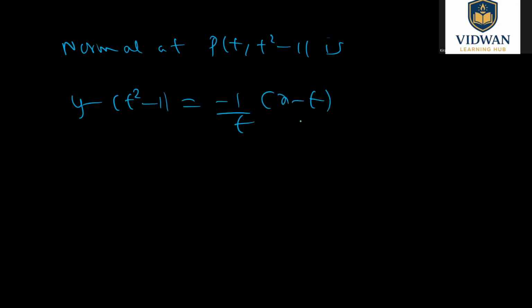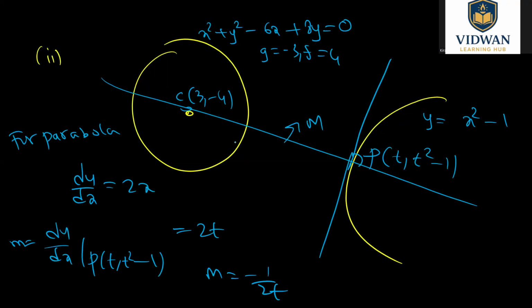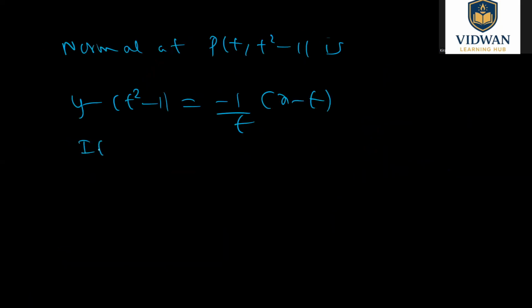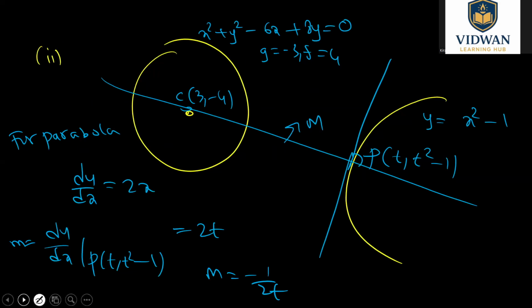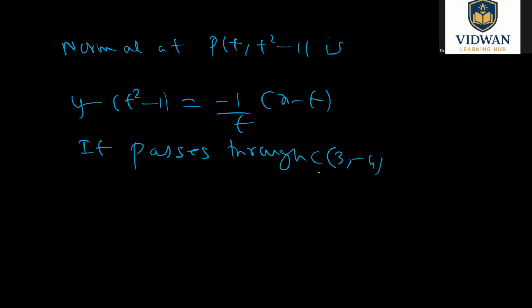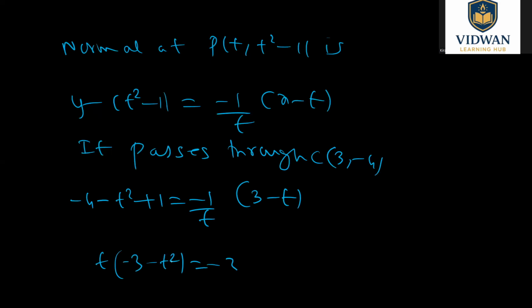Once you have this, what condition can you use? This normal passes through the center of the circle. You use this condition to find the value of t. It passes through the center 3, minus 4. So substitute 3, minus 4 in this, and it becomes minus 4 minus t square plus 1 equal to minus 1 by t into 3 minus t. Just cross multiply, and you get t into minus 3 minus t square equal to minus 3 plus t. This gives you an equation in t, so solve for t.